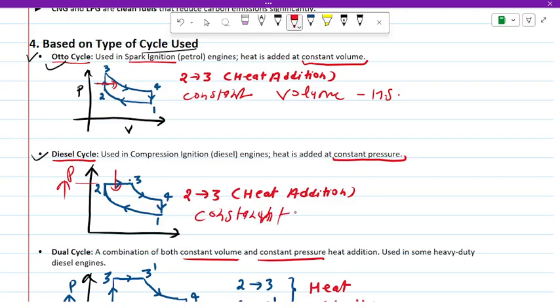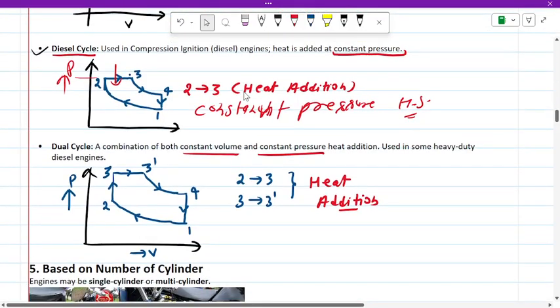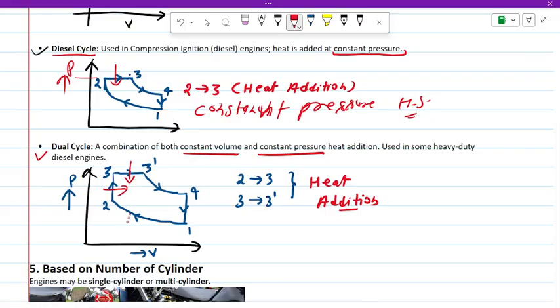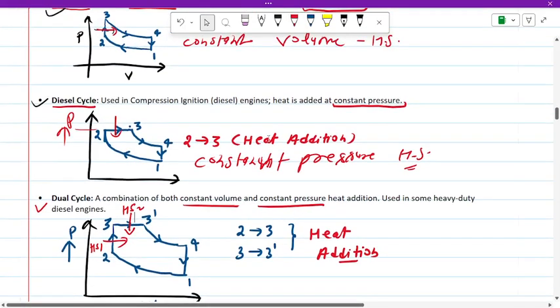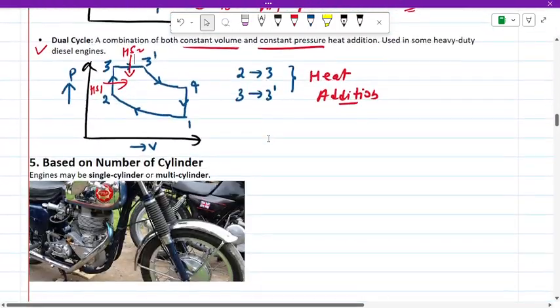Constant pressure heat supply. HS means heat supply. And there is one more cycle, that is the dual cycle, where heat supply takes place both at constant volume and constant pressure. Heat supply 1, heat supply 2. Okay, so this is also an engine classification on the basis of the type of cycle.